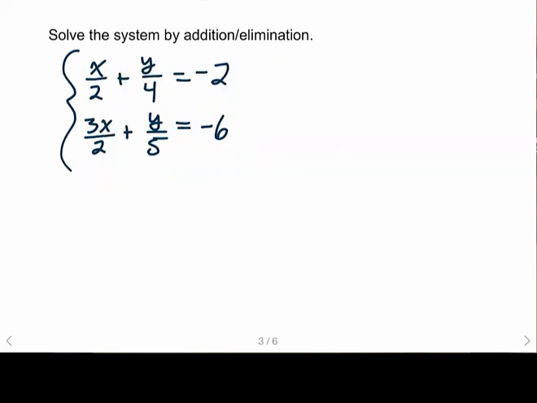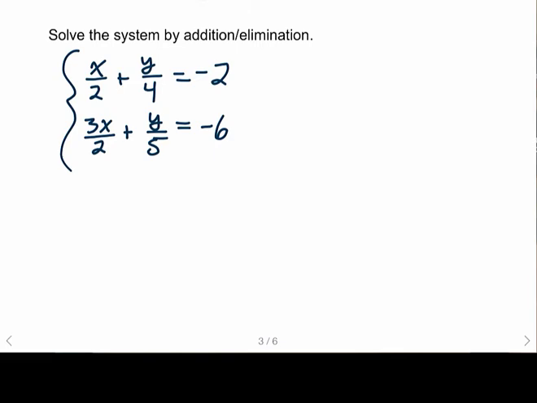Next, we're given instructions: solve the system by addition or elimination. Different books call them different things. I use both because you're adding to eliminate a variable. Our system is x over 2 plus y over 4 is equal to negative 2, and 3x over 2 plus y over 5 is equal to negative 6. Your first thought, ew, fractions.